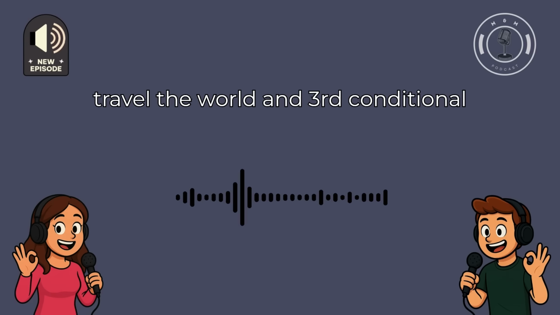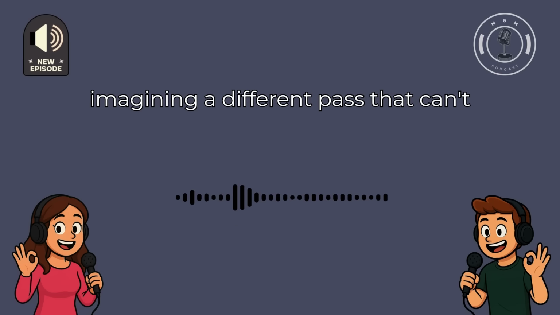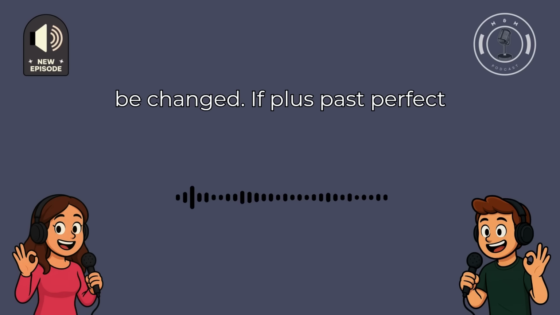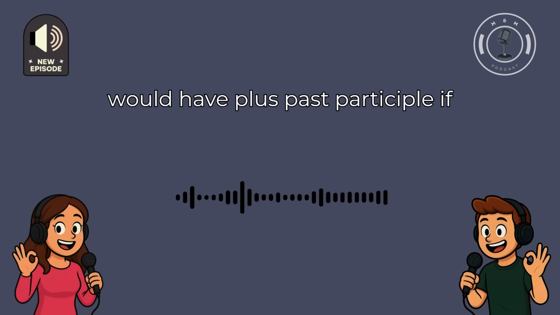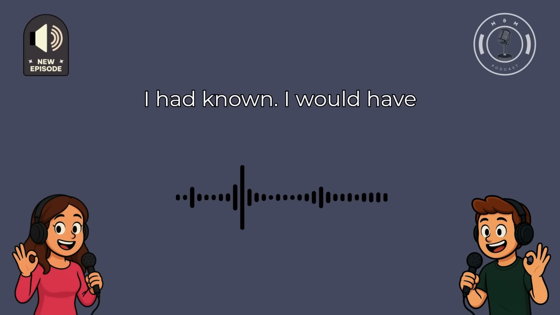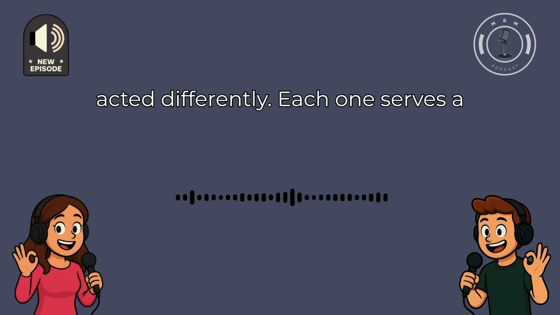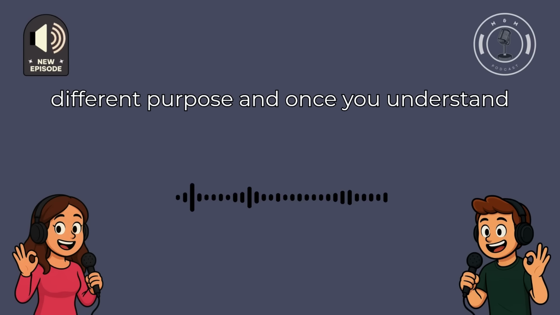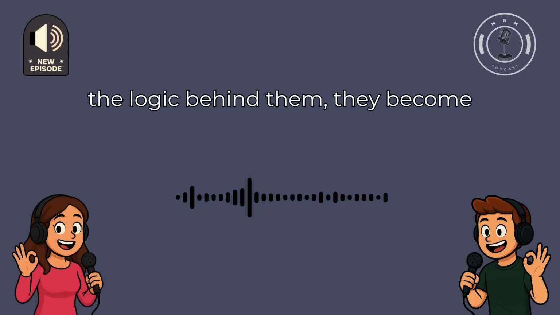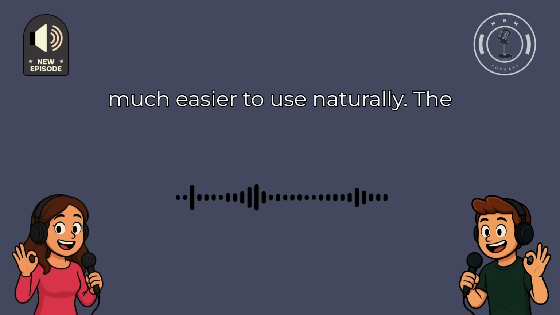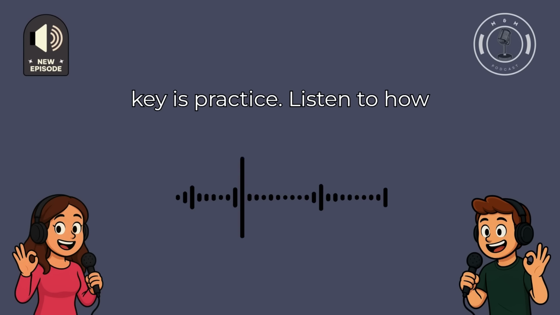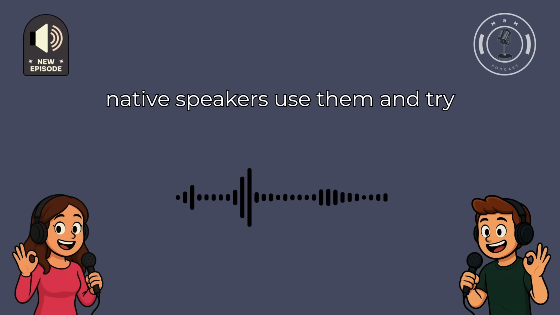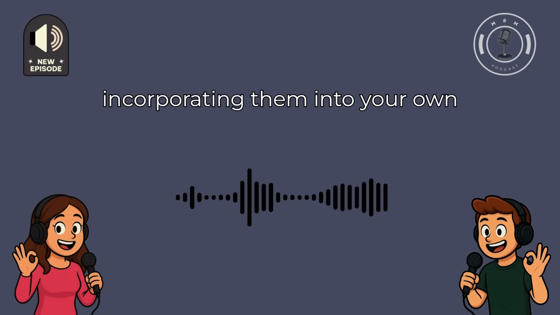And third conditional, imagining a different past that can't be changed. If plus past perfect, would have plus past participle. If I had known, I would have acted differently. Each one serves a different purpose, and once you understand the logic behind them, they become much easier to use naturally. The key is practice. Listen to how native speakers use them and try incorporating them into your own conversations.